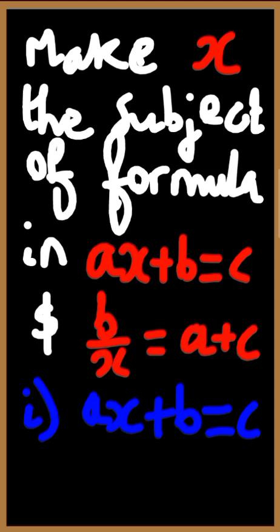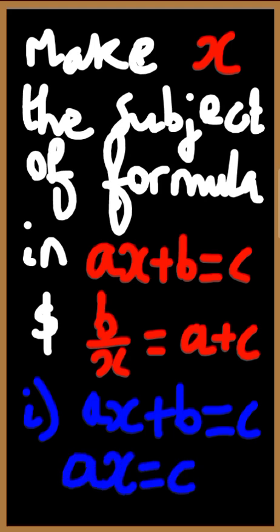For us to make x the subject of formula, first step we are going to start by transferring b to the right hand side, and when it crosses the equality sign it becomes negative. This gives us ax is equal to c minus b. Next step, we have to divide both sides of the equation by the coefficient of x, which is a.